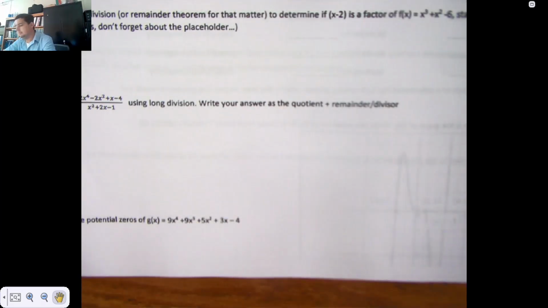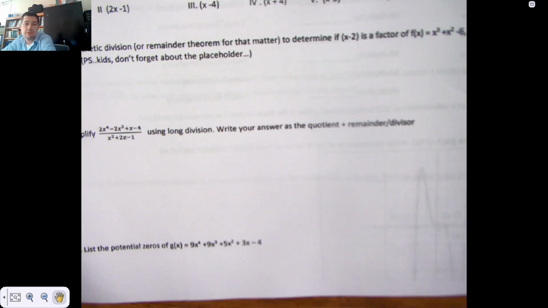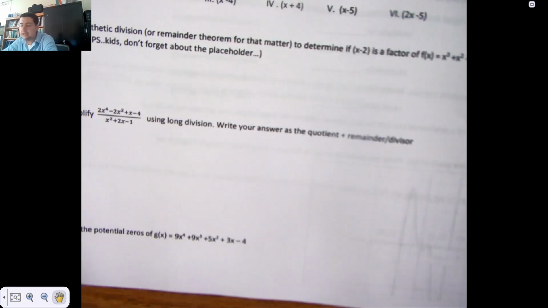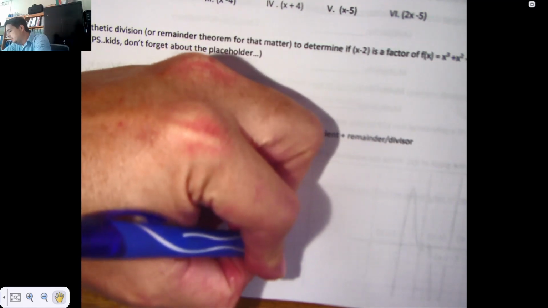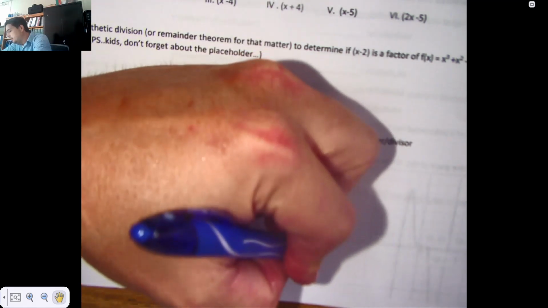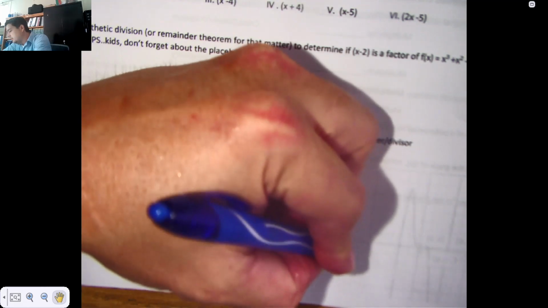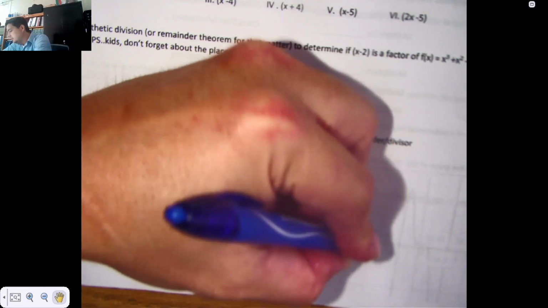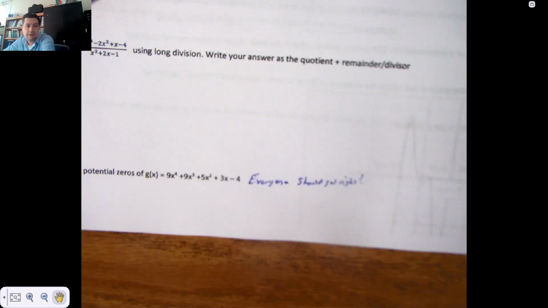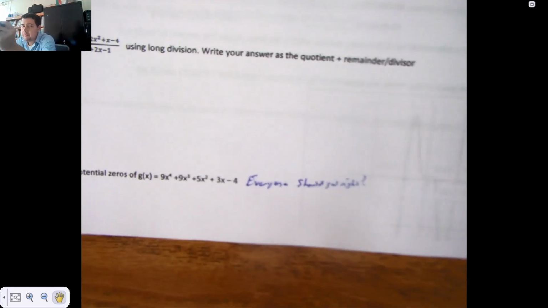Start off with number 8. I think I've done through 7 so far. Oh, wow, it's one of those. This is one of those that everybody should get right. Everybody should get this question right. Will it happen? No, but you should.